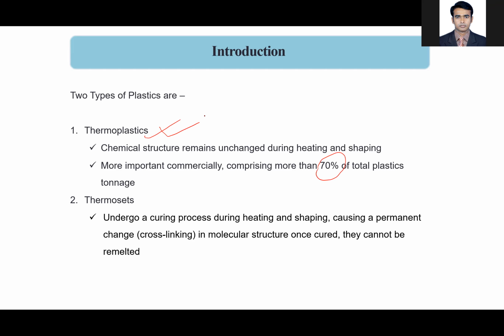And thermosets: during heating and shaping, a chemical change occurs. There is a permanent change in the molecular structure once cured, and they cannot be remelted. If you want to melt again, it will not melt, it will actually burn. So in the case of thermosets, you can only melt it once to produce the product, and once the product is produced, you cannot remelt it. You have to go through a lot of other processes for recycling. But in the case of thermoplastic, it's very easy to remelt. That's why thermoplastics are mostly used and they are recycled.